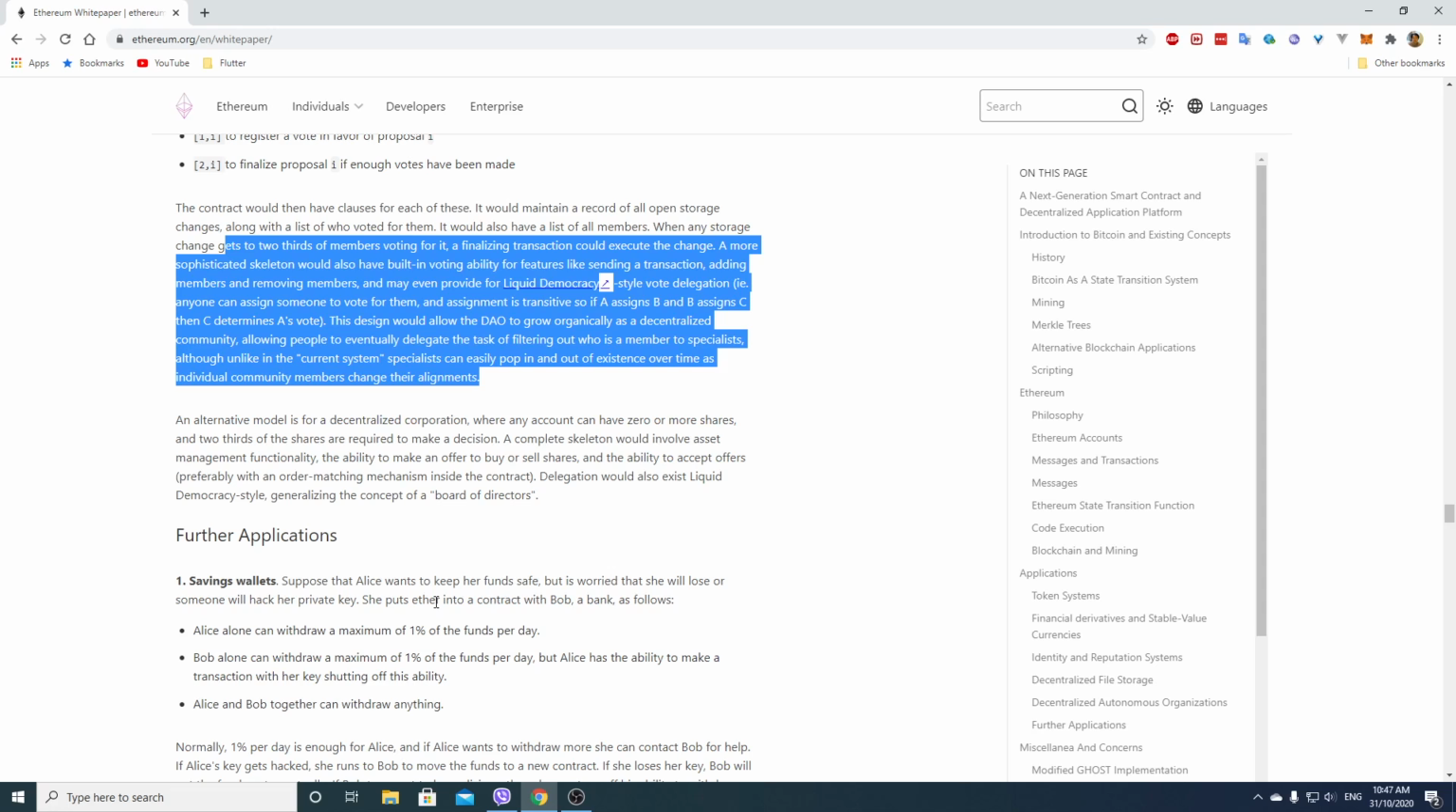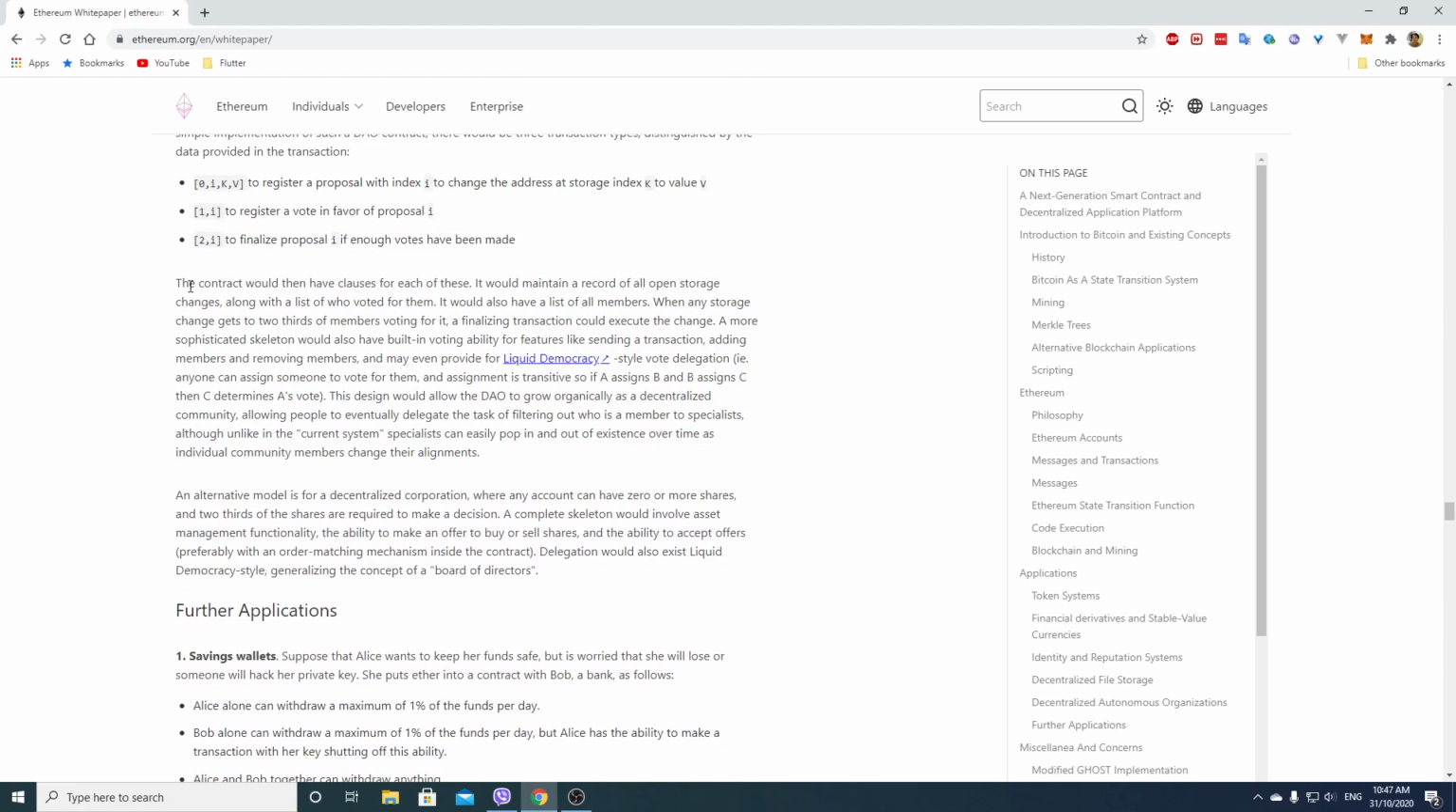An alternative model is for a decentralized corporation, where any account can have 0 or more shares, and 2/3 of the shares are required to make a decision. A complete skeleton would involve asset management functionality, the ability to make an offer to buy or sell shares, and the ability to accept offers. Preferably with an order matching mechanism inside the contract. Delegation will also exist. Okay, so all this stuff kind of would work, right?